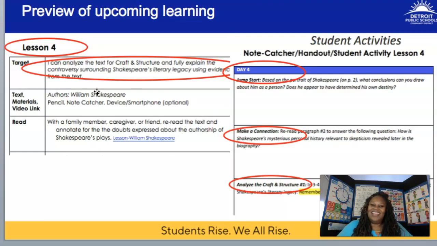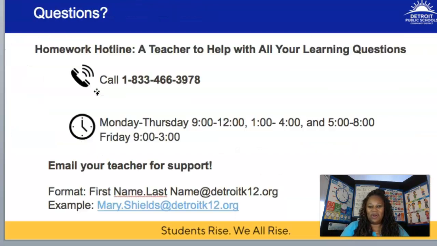Now we're finished. Let's get to a preview of our upcoming learning for Lesson 4. For Lesson 4, our target is now about delving into and analyzing the craft and the structure of Shakespeare's biography. We have a jumpstart question, we're going to make a connection, and then we will analyze the craft and structure. That only means we're looking at word choice, we're looking at deeper meanings, and we're looking at the author's purpose using some clues. I can't wait for tomorrow's lesson.